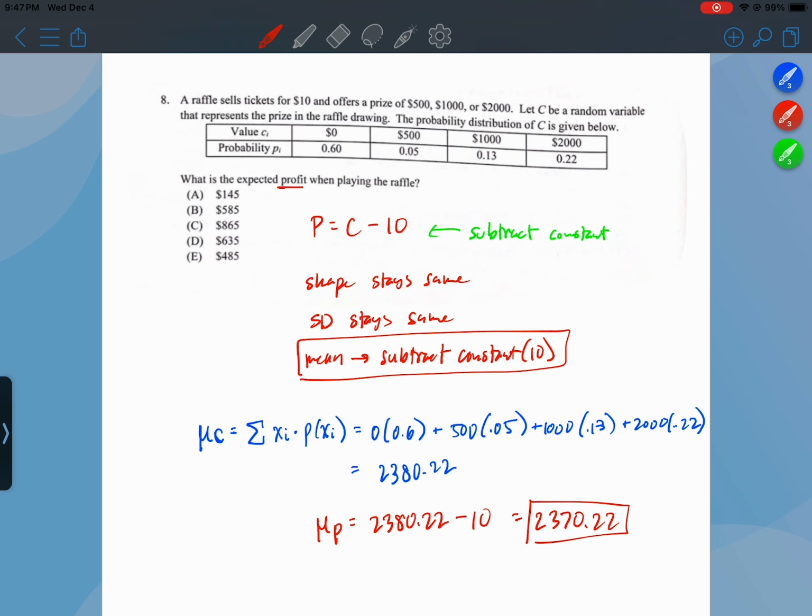I'm looking at the answer choices and I realize I must have made a mistake. I think the mistake is, you can't see it, but in my calculator I typed 0.5 instead of 0.05. So I need to go back and fix that. That was wrong. Let me make this correction really quickly. That didn't make sense. How could the average prize be bigger than the maximum prize? It doesn't make any sense.